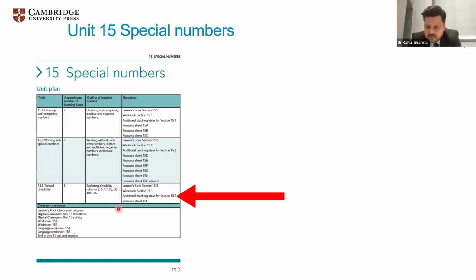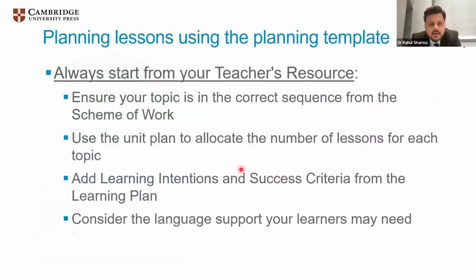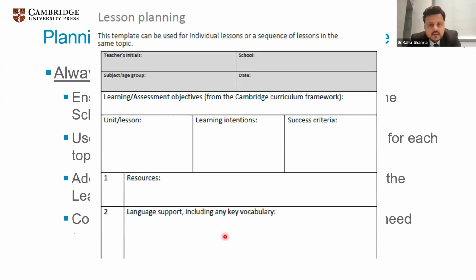So I open my teacher's resource, which I'll be getting through Cambridge definitely. I check in the background knowledge. Really useful information for teachers is in the background knowledge box. So I am knowing that for this chapter, these are the things which are important to be started with. So with that in mind, I will first start with my teacher's resource.